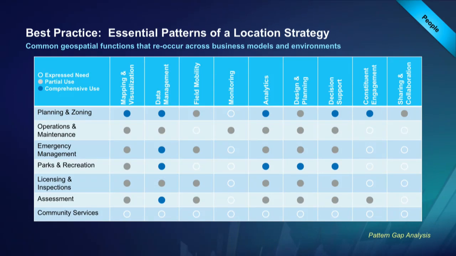Here's an example of a gap analysis of GIS use across a set of business units. You see the business units going vertically and horizontally, you'll see those patterns of use. This particular example shows the need to increase sharing and collaboration in nearly all departments, as well as the need to increase constituent engagement and monitoring in quite a few departments. This example also shows partial or complete use of decision support, analytics, design and planning, and mapping and visualization in nearly all departments. Use simple tools like these to help identify and target opportunities across your organization.